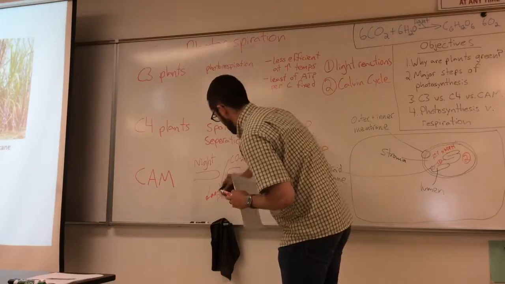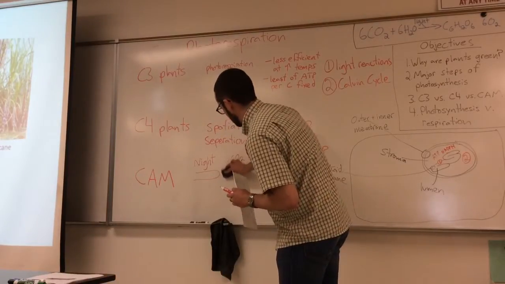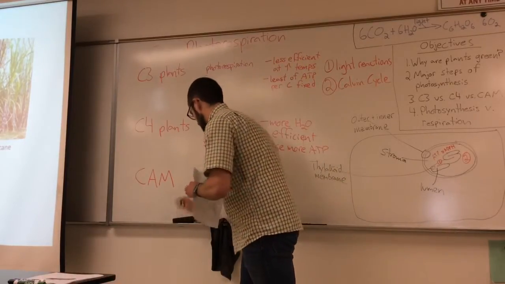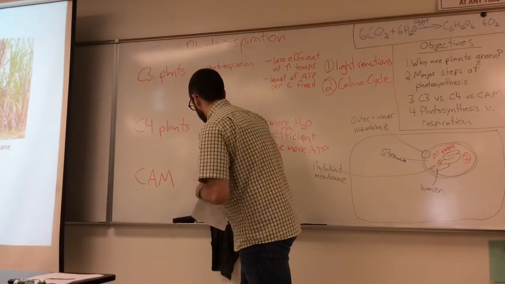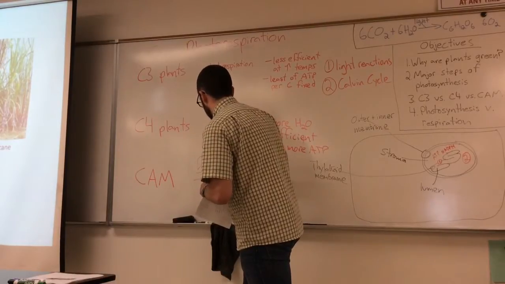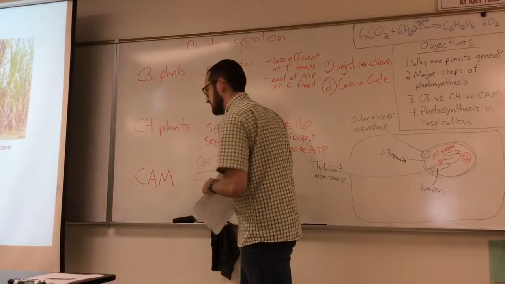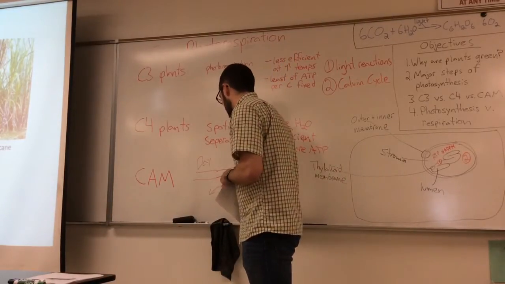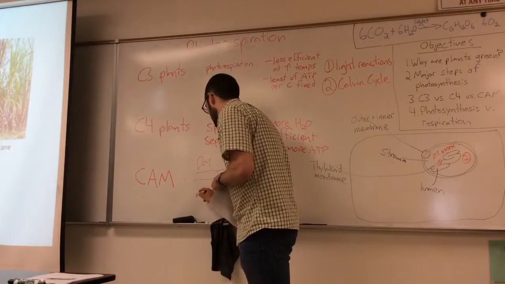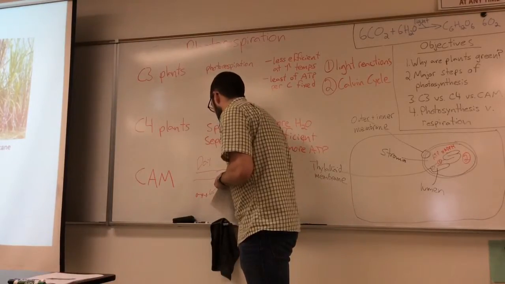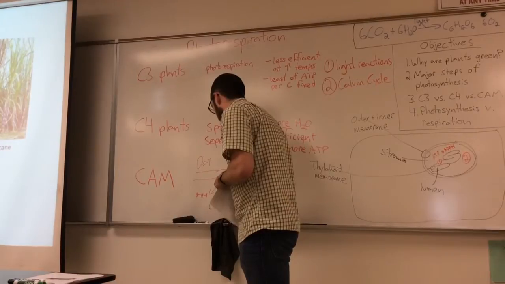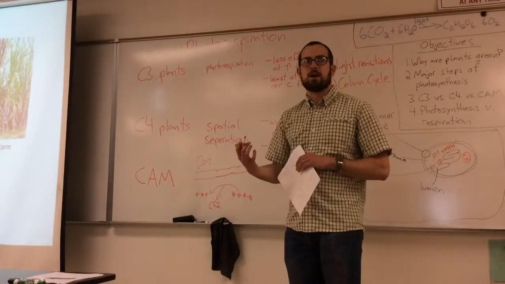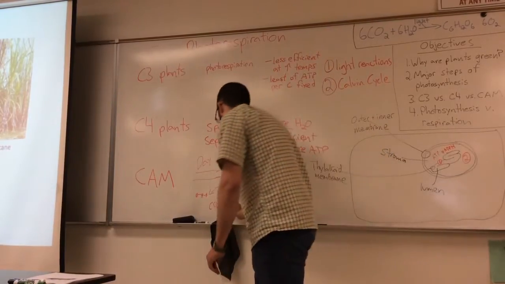All right, so now we've got a bunch of our 4 carbon acids stored up. The sun's going to come up. Now daytime. Now the stomata are going to close. And then we are going to remove the carbon dioxide from our 4 carbon sugar. And then we will do the Calvin cycle as usual.